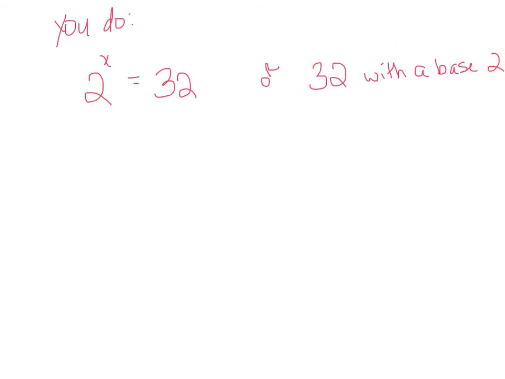2 times itself, how many times, is going to equal 32. And this one's saying 32 with a base of 2, how many times will I multiply 2 by itself in order to get to 32? So they're asking the same thing. So go ahead and push pause and try and find an answer, and then push play either when you get to the point you're stuck or you have an answer.